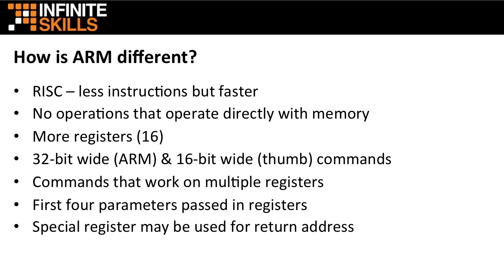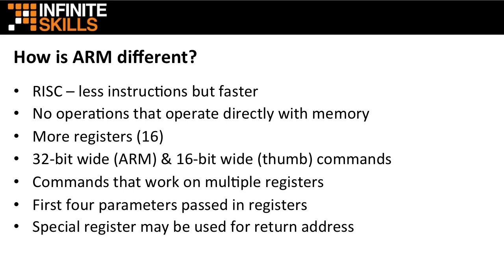Another difference, there are no operations that operate directly with memory in the ARM platform. There are also a lot more registers as a result of this. So you have 16 registers. You have 2 kinds of commands. You have 32-bit or 4-byte wide commands, and then you have 16-bit or 2-byte wide commands as well. The 32-bit wide commands are called ARM, and the 16-bit are called Thumb commands.